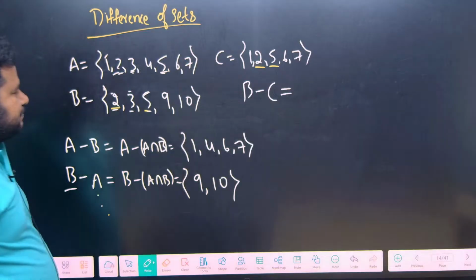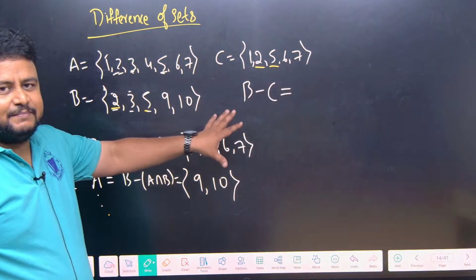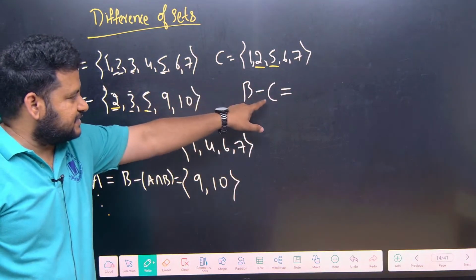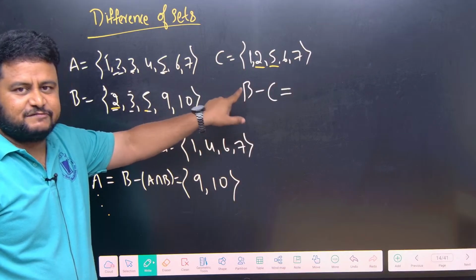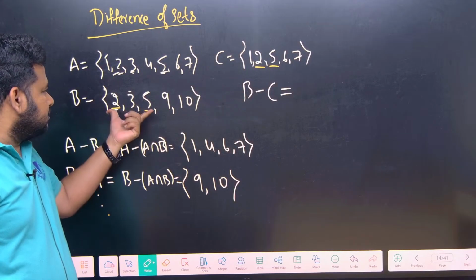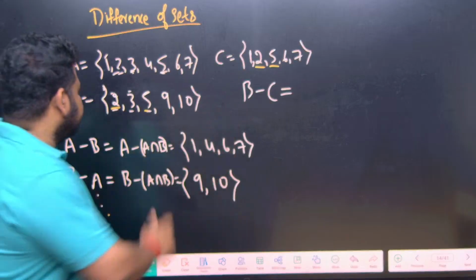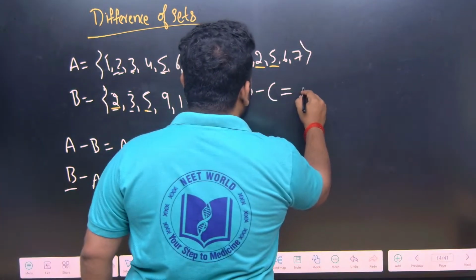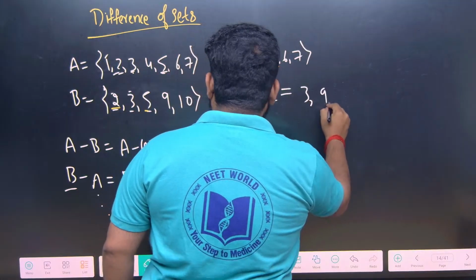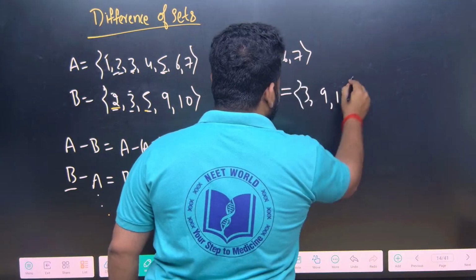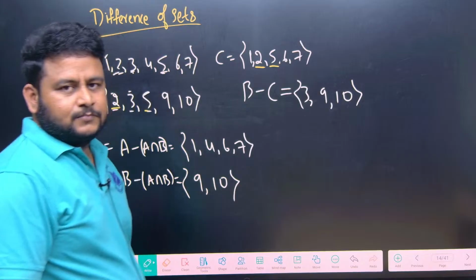So remove the common elements and write the remaining elements. Write the remaining elements of which set? Set C or set B? You should write the remaining elements of set B, because it is B minus C, not C minus B. So set B is having what elements? Remaining elements are 3, 9 and 10.